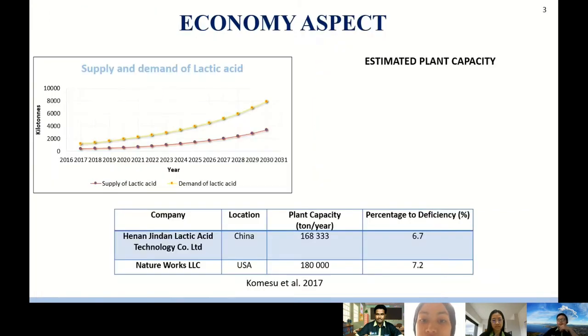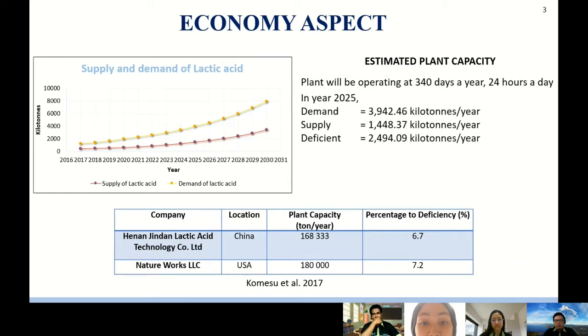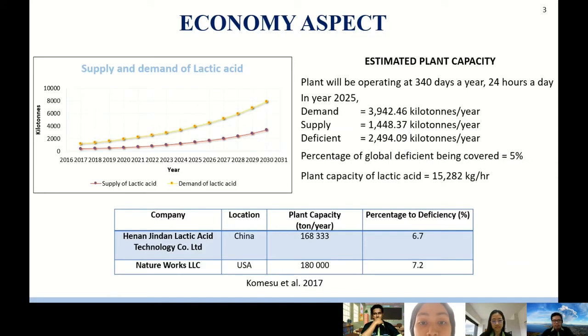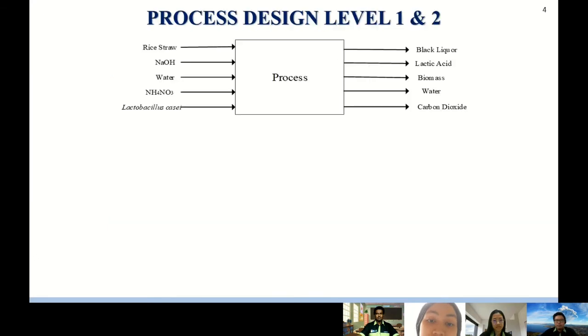Moving on, now we go to the economic aspect. There is a graph for the supply and demand of lactic acid. The estimated plant capacity: the plant will be operating 340 days a year, 24 hours. We decided to cover 4% of the global demand, which makes the plant capacity of lactic acid 15,282 kilograms per hour.